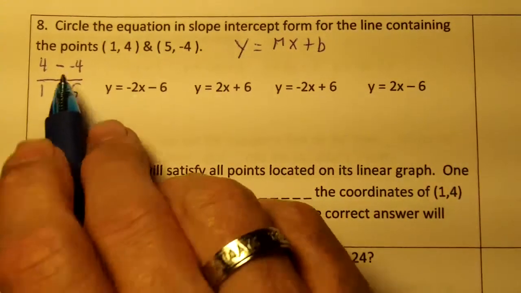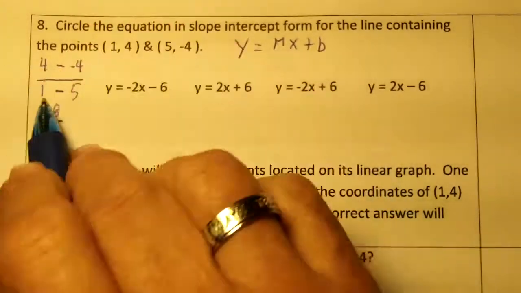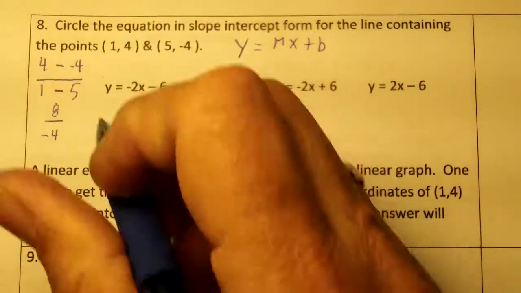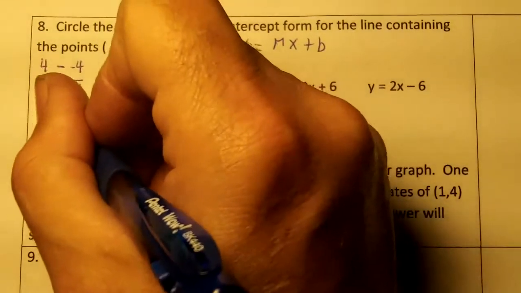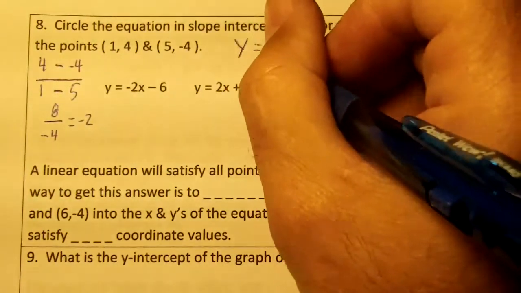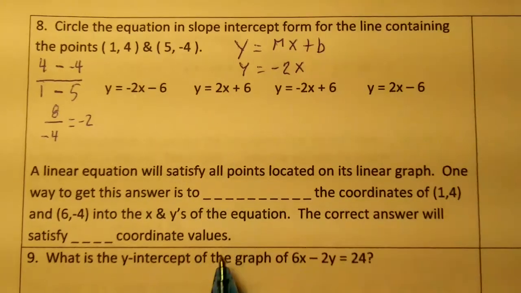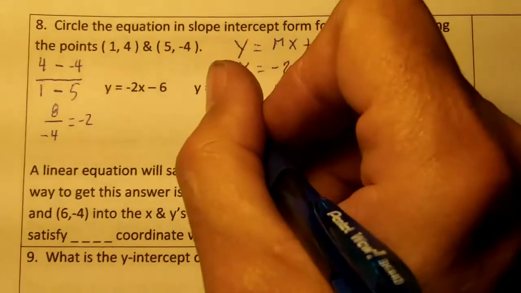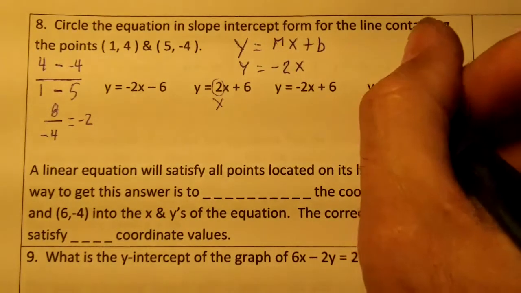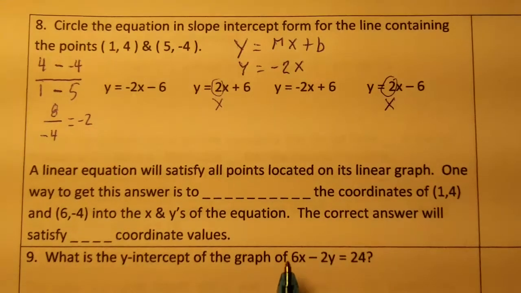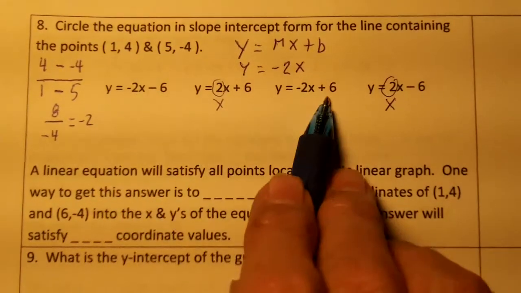4 minus a -4 would be 8. 1 minus 5 would be -4. And 8 divided by -4 would be -2. That means our m, we need to have a -2x. That eliminates this one, and it eliminates this one, doesn't it? Okay, so we know it has to be either this one or this one.